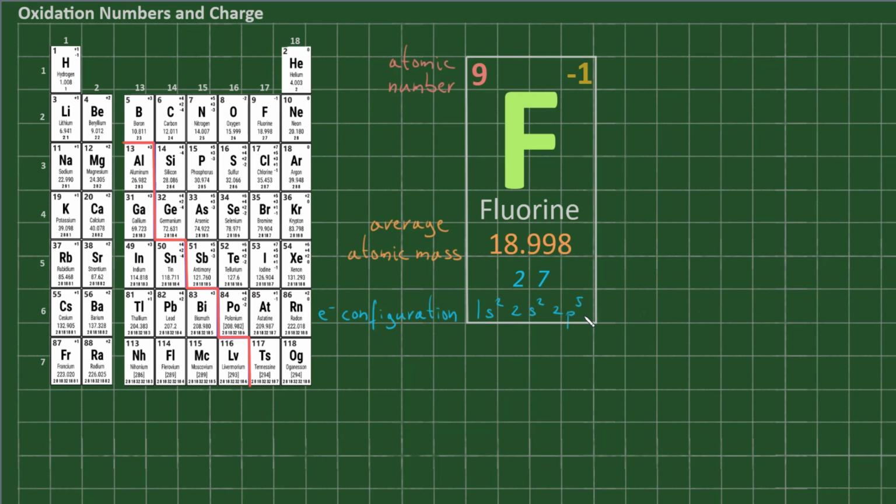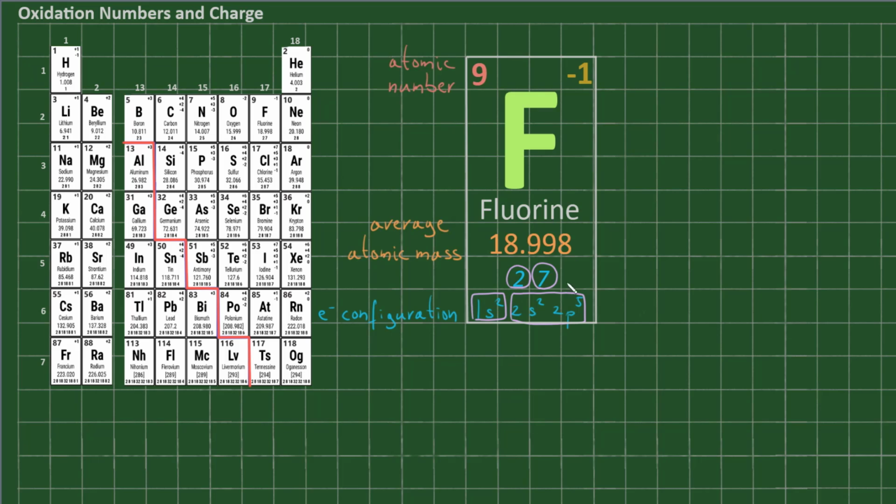Well, let's think in terms of energy levels. The electrons of fluorine occupy two energy levels, energy level 1 and energy level 2. How many electrons are present in each energy level? Well, energy level 1 has 2 electrons, that's this 2, and energy level 2 has 7 electrons, 2 plus 5 is 7, and that's this 7.